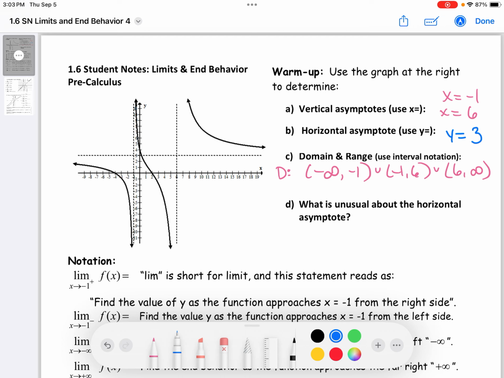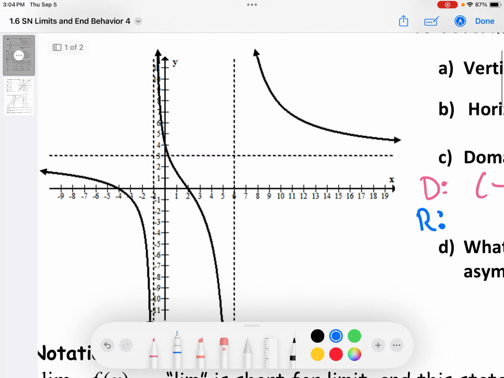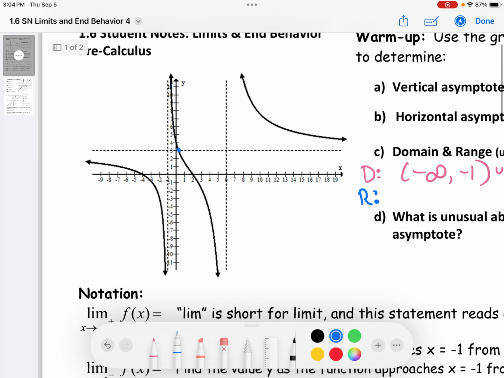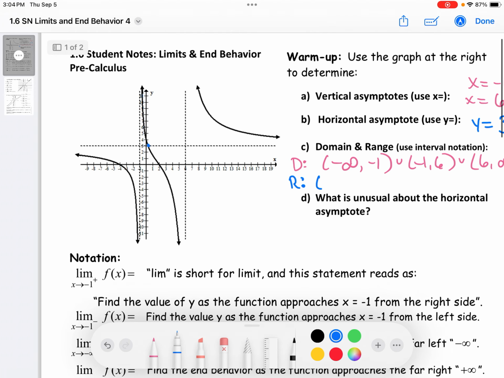Now, this particular horizontal asymptote at y equals 3 does break up the range. Or does it? If we look at that horizontal asymptote, the middle section of this graph does actually cross it. So there is actually not a gap in the range. This range does go from negative infinity to positive infinity, or we can write that as all real numbers.